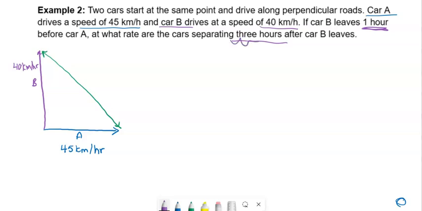Well, if car B is going 40 kilometers an hour, if it travels for 3 hours, car B will have traveled 120 kilometers. Car A, on the other hand, leaves 1 hour after, and so it's only traveled for 2 hours, so it's only gone 90 kilometers. Okay, now I can set up my whole expression, and the relationship between these three variables is Pythagorean theorem.